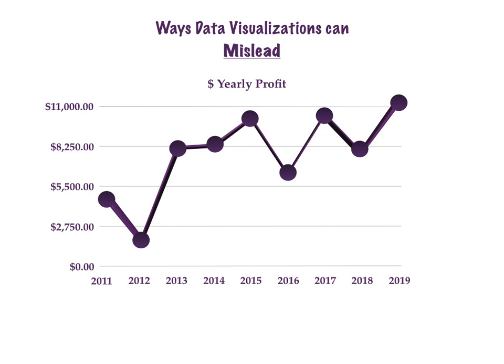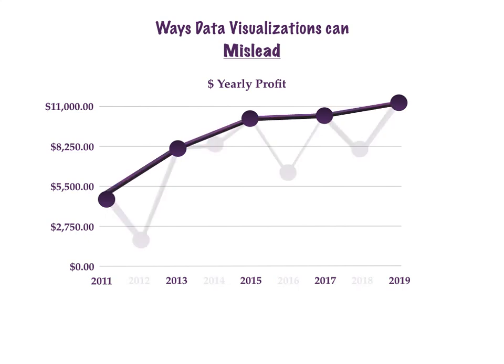However, suppose that instead of showing our profits for every single year, we instead just show the profits for every other year. Right? Now, when you look at it that way, it looks like our profits are steadily going up over time. By omitting data, we're able to tell a story that isn't representative of the actual truth.